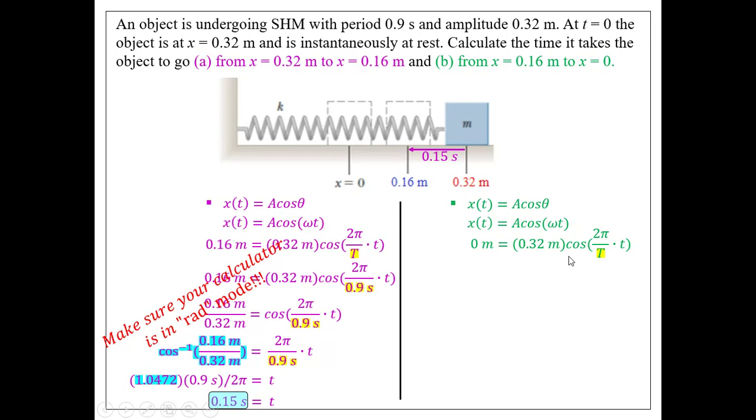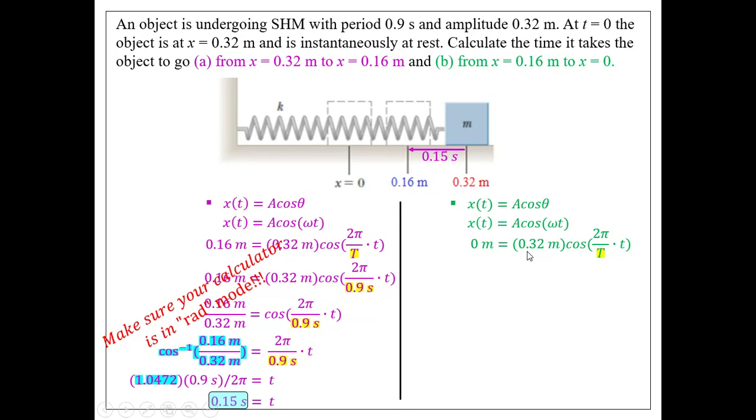Other than that, the right side stays the same. As you can see, nothing's really changed. The amplitude hasn't changed. You know, omega is still 2 pi over capital T. Once again, I introduced capital T because the period is given for me in this particular problem. Now, same algebra skill. Let's get t by itself.